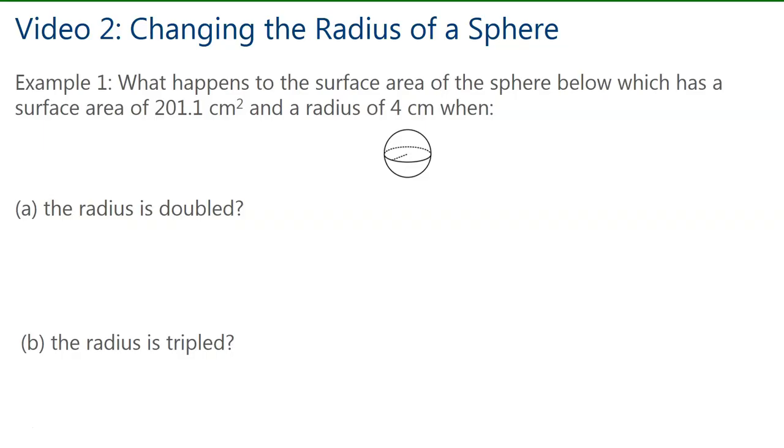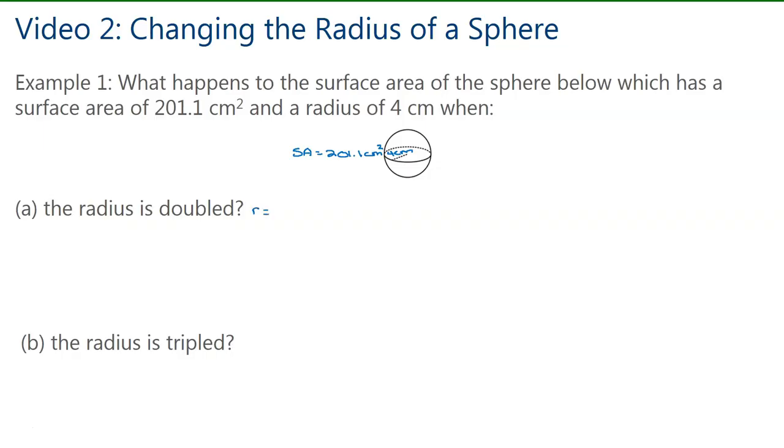So example 1. What happens to the surface area of the sphere below, which has a surface area of 201.1 square centimeters and a radius of 4 centimeters, when the radius is doubled and when the radius is tripled? So right now we have a radius of 4 centimeters. And we know that the surface area is 201.1 square centimeters.